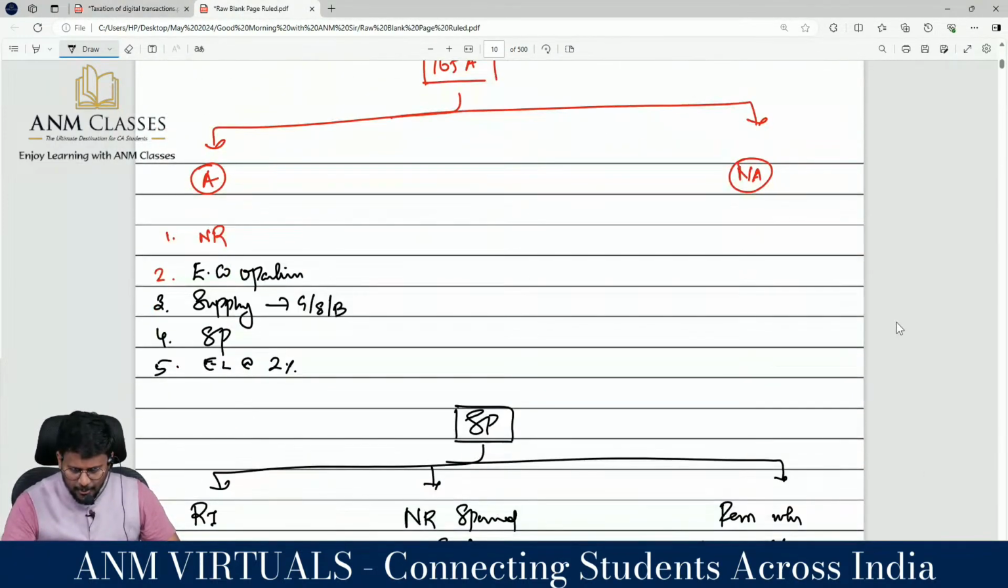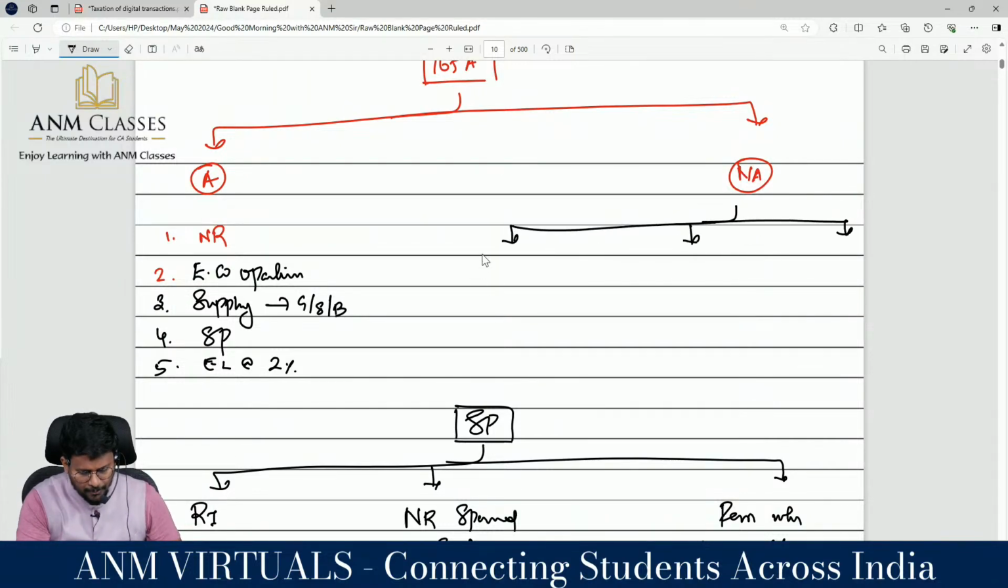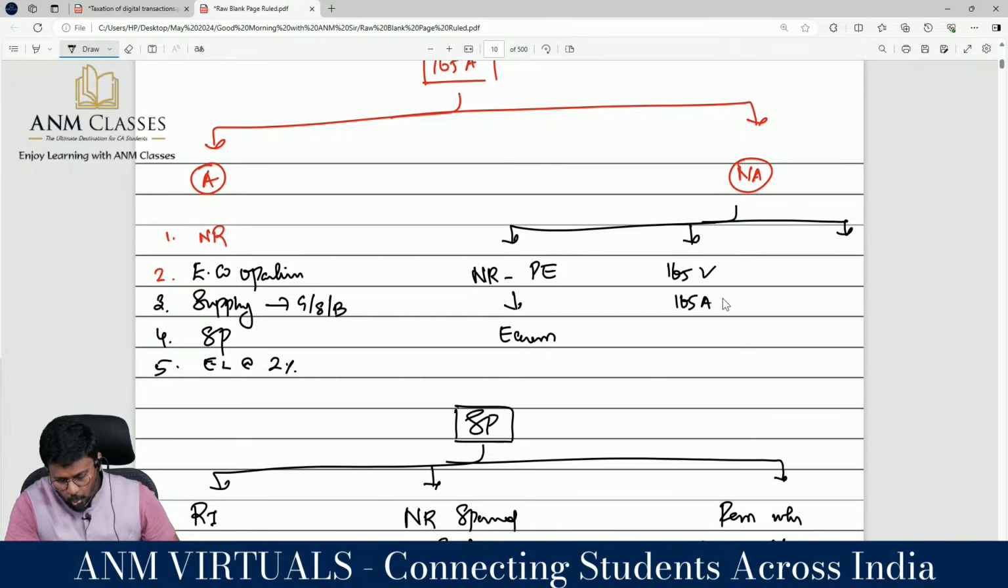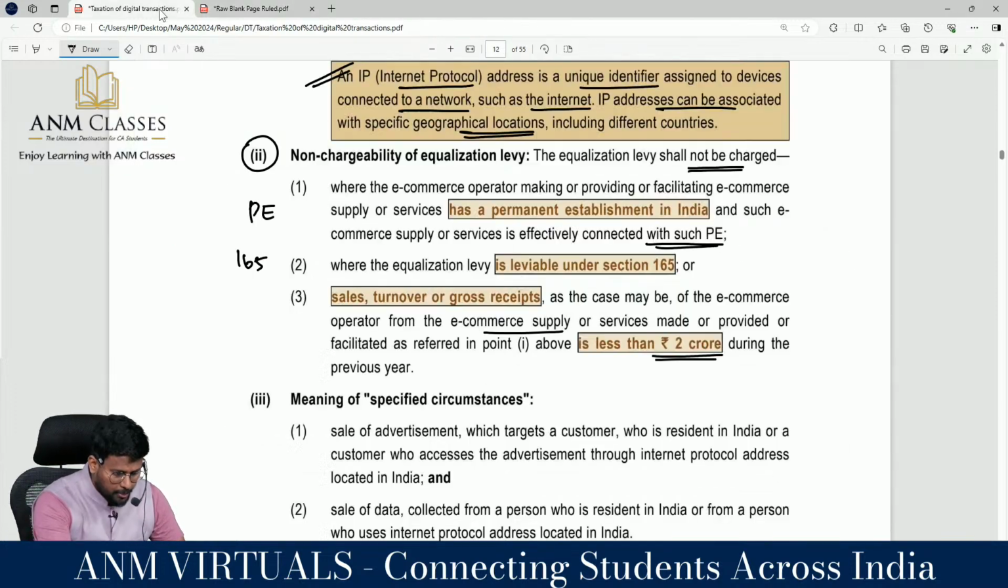So this non-applicability can be classified into 3 categories. Number 1, the non-resident has a PE in India and through that permanent establishment is providing e-commerce operating services. And in 165A, the turnover or gross receipts or sales has not exceeded 2 crores, then this section will not be applicable.